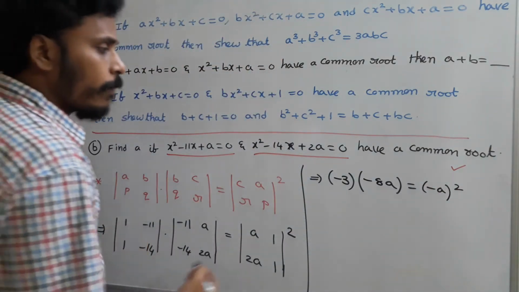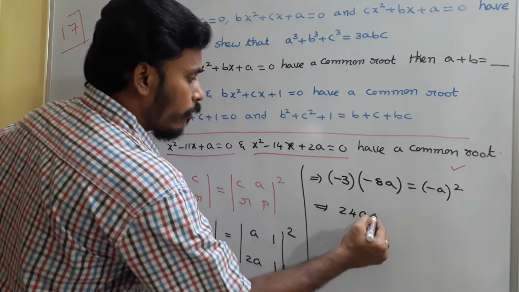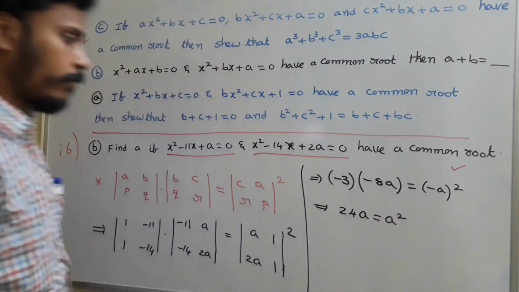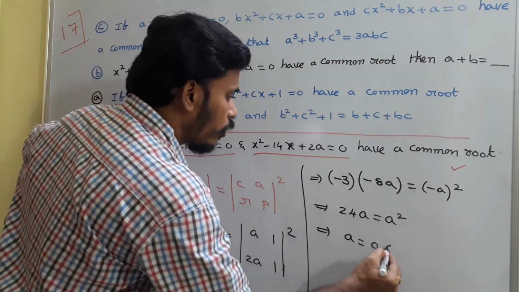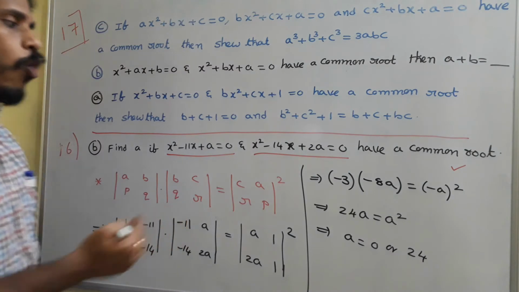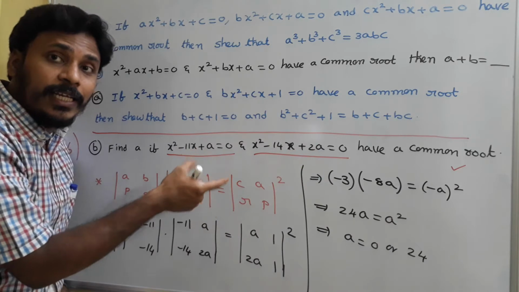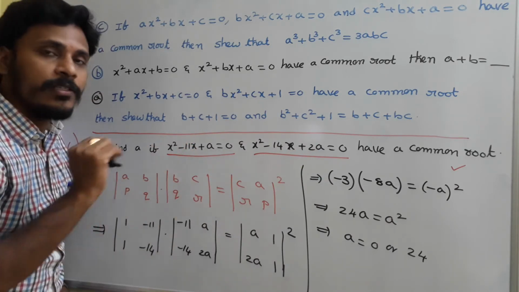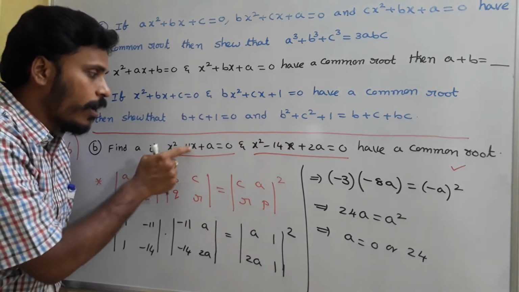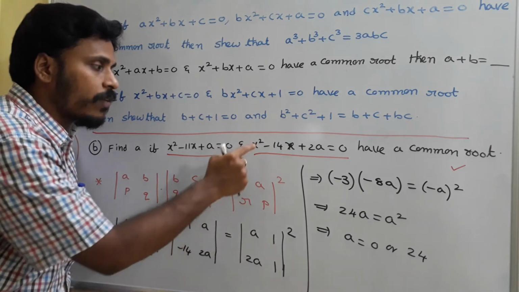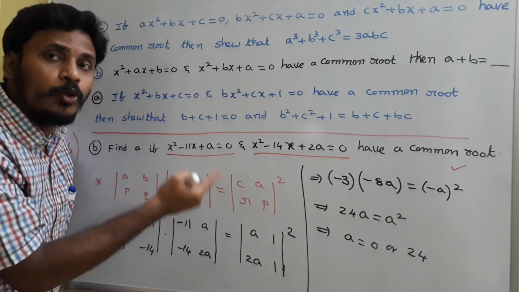Okay, so we need to solve it. How can we solve? This is equal to: 8 3s are 24, so 24a is equal to a square. When you cancel out that a, you will get that a is equal to 0 or 24. We have two options, a is equal to 0 or 24. If you replace a with 0, it is very clear these two equations have a common root 0. Whenever a is 0, this equation becomes x square minus 11x is equal to 0, and that equation becomes x square minus 14x is equal to 0. Clearly 0 is the root for those two equations.